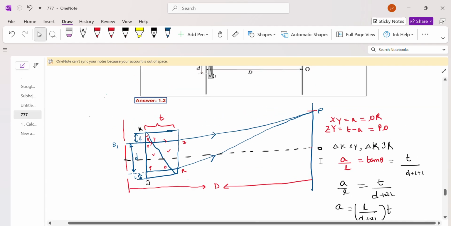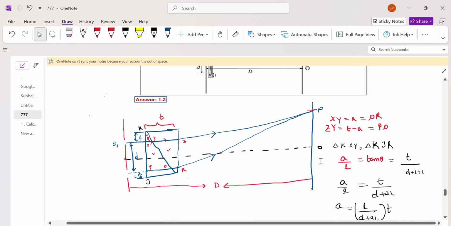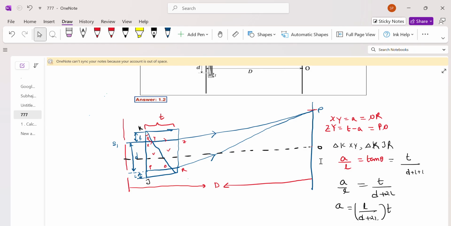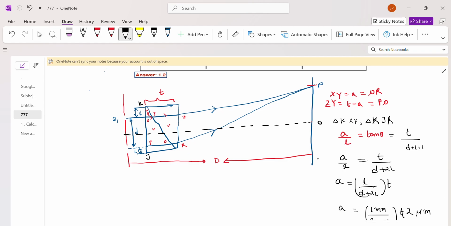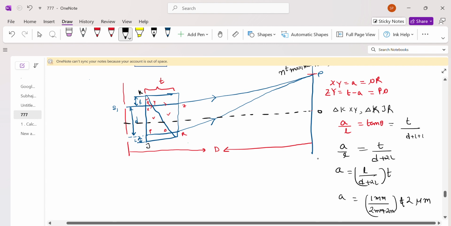Now, to solve any kind of problem, this is a generic approach to find the shift of any nth maxima. Let's say I consider a generic point P on this screen where the nth maxima forms. The basic thing is the following. This is S2, so we need to find this S2P.